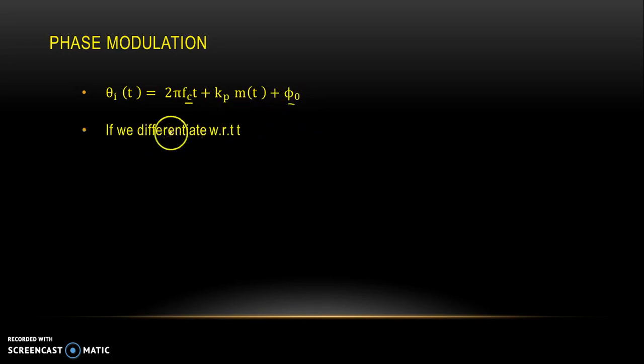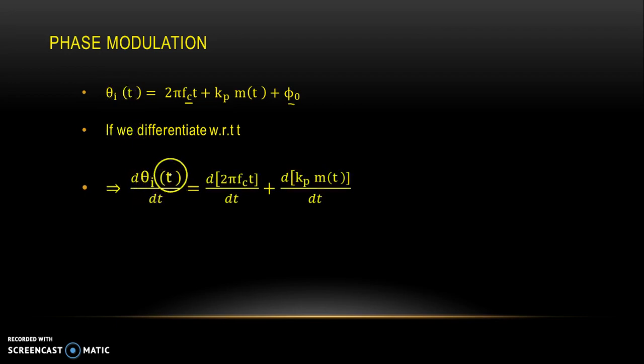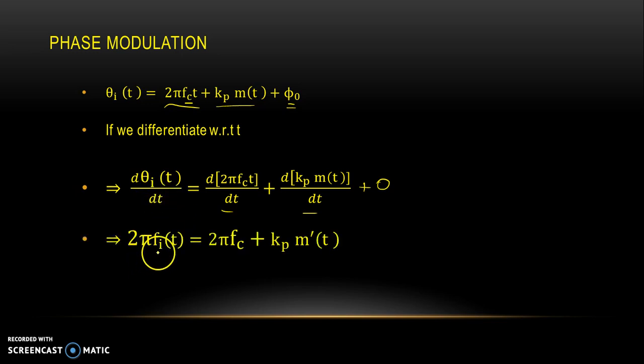So what I can see is, if we differentiate this equation with respect to time, I will get something like this: d theta by dt. Then differentiation of this part with respect to time, and then differentiation of this part with respect to time, and since phi 0 is a constant, this will be 0. I haven't written it, but if you want, you can write it as 0. Now, what is d theta by dt? It is basically 2 pi f.